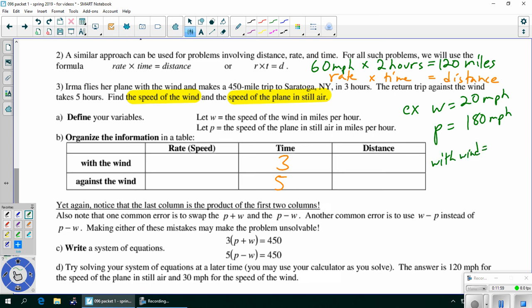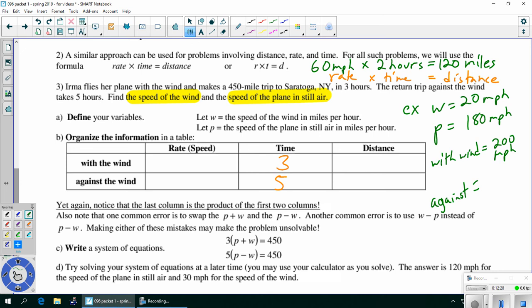So if the wind is helping, then the plane naturally goes 180 miles an hour, but it is getting a 20-mile-an-hour boost because the wind is helping the plane. And so what do we do with the 180 and the 20 to get the real speed of the plane? We add them. So 200 miles per hour would be the actual speed of the plane when the wind is helping. But when the plane is going against the wind, what do we do? Well, it would normally be 180, but it's getting hurt by 20 miles an hour.